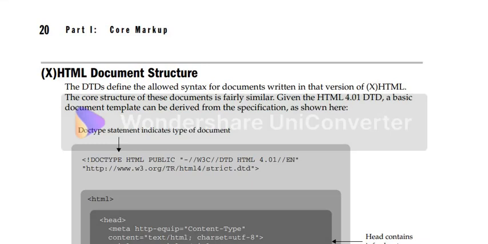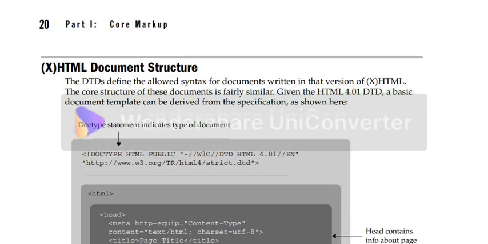XHTML document structure. The DTDs define the allowed syntax for documents written in that version of XHTML. The core structure of these documents is fairly similar. Given the HTML 4.01 DTD, a basic document template can be derived from the specification, as shown here.